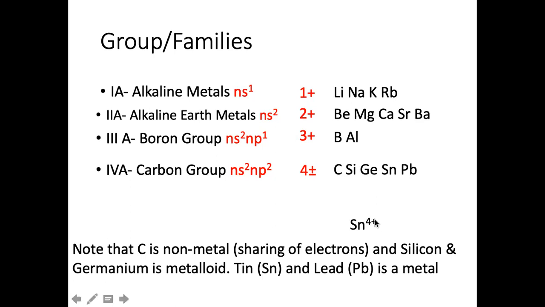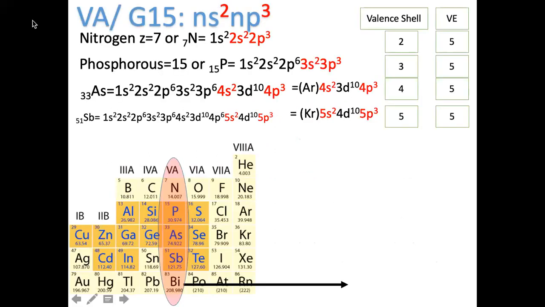And that is why the usual charge of tin would be tin 4 positive, and once you have a lead ion, that would be lead 4 positive. Of course, there are other possible charges for tin and lead. Let's go now with the nitrogen group and look at the pattern. I hope you can see now why the valence electron count is 5. So these are nitrogen, phosphorus, and arsenic.